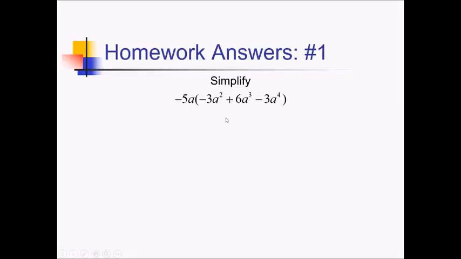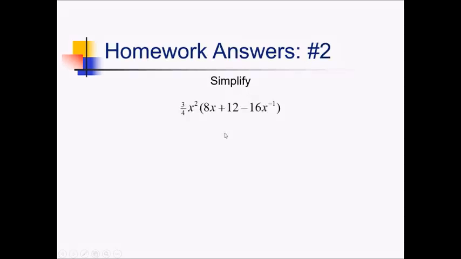On this problem, we're trying to simplify this expression, which means we have to multiply this negative 5a to everything inside this parentheses here. So negative 5a times negative 3a squared. Negative 5 times negative 3 gives us 15. And a times a squared, using our exponent rules, that's really 1 plus 2, so an exponent of 3. So 15a cubed. And then we have negative 5a times 6a cubed. That'll be negative 30a to the 3 plus 1, so a to the 4th. And then finally, negative 5a times negative 3a to the 4th. That will be 15a to the 5th.